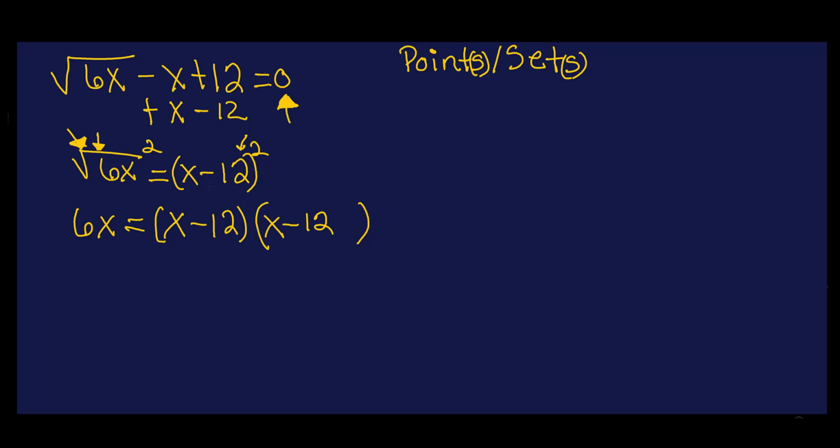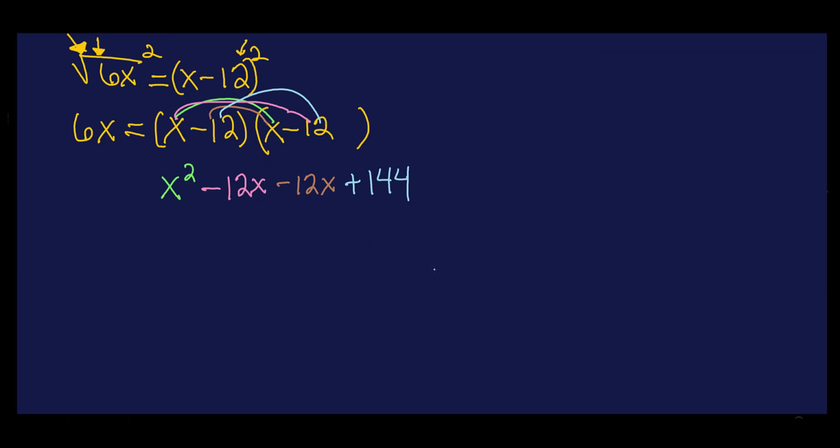So we have x times x, which gives us x squared. Then x times negative 12 gives us negative 12x. I'm doing this in color so you can see exactly what we're doing here. Then negative 12 times x gives us negative 12x. And then negative 12 times negative 12 gives us positive 144. Now you can see how this works with these colors.